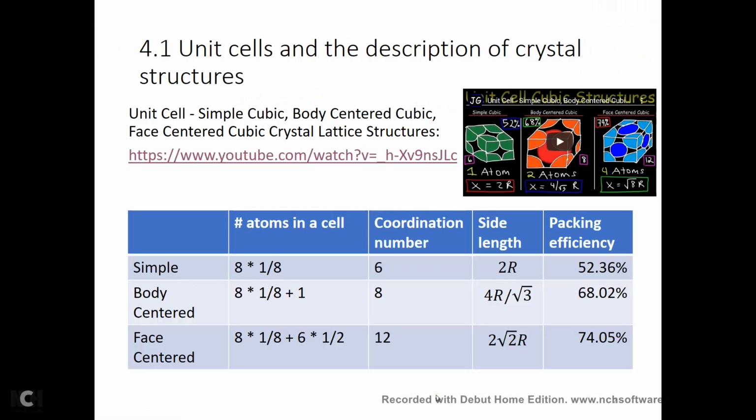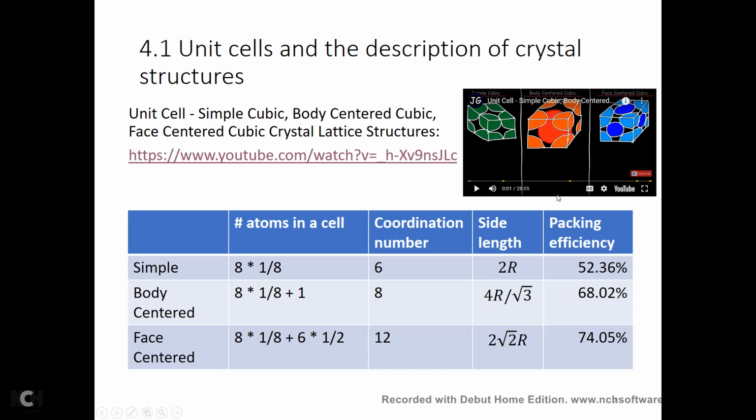Section 4.1. Unit cells and the description of crystal structures. We will review 3 unit cells first: simple cubic, body-centered cubic, and face-centered cubic, by watching this video. You can click this link or click here.